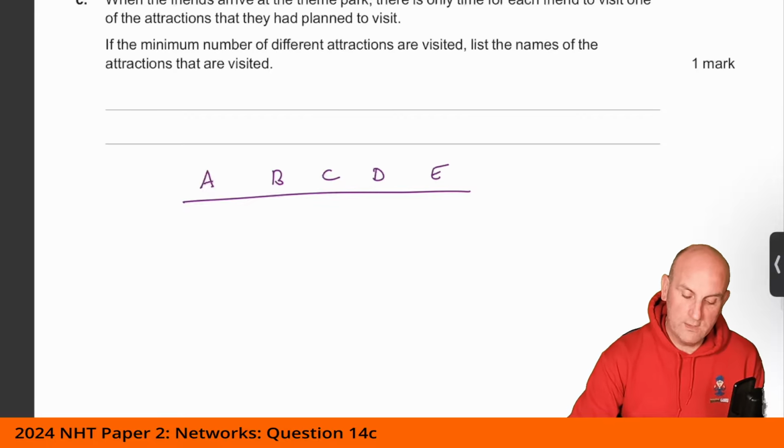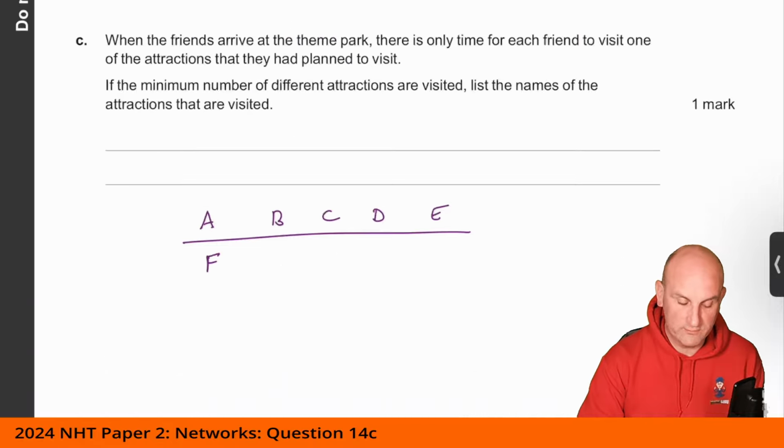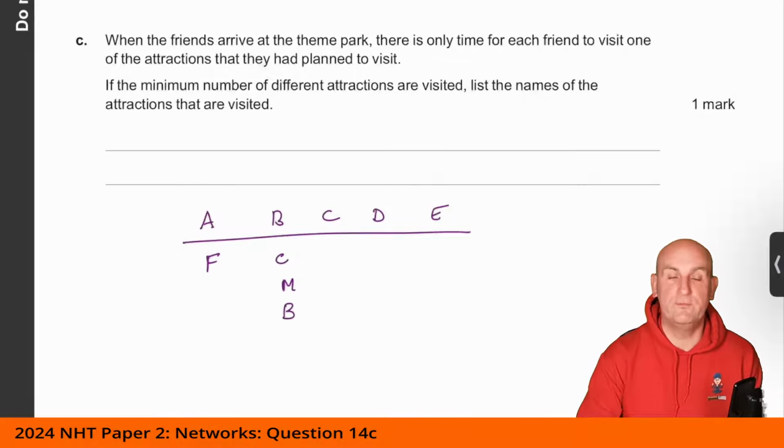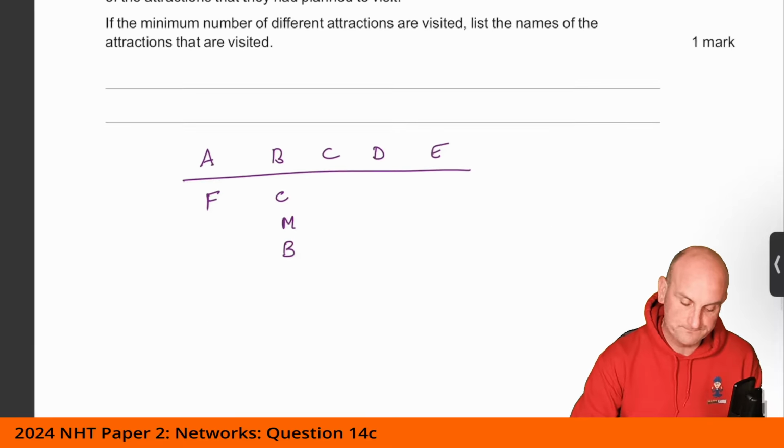So Andrea only wants to visit the Ferris wheel. So what I did was I said, well, okay, there's a Ferris wheel. And Ben wanted to go and visit the carousel, the mini coaster, and the bumper cars. Now, again, if you've got the paper in front of you, that will be easier, but all I'm doing is reading off. Kathy wanted to do the bumper cars. And Delaney wanted to do the M, mini coaster, and the R, which was roller coaster, and E wanted to do the tilt-a-wheel and the roller coaster.